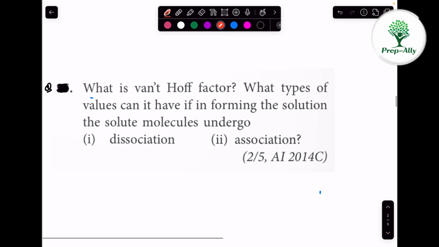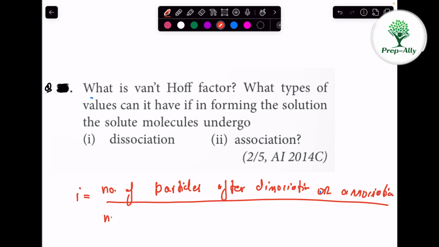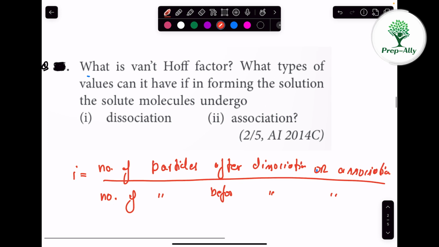Now, what is van't Hoff factor? So there are multiple definitions of van't Hoff factor. The easiest one is the van't Hoff factor, which is represented as i. It represents number of particles after dissociation or association, depends upon what is happening, divided by number of particles before dissociation or association. Or we can also write observed colligative property divided by calculated colligative property. That's also fine. It is a ratio.